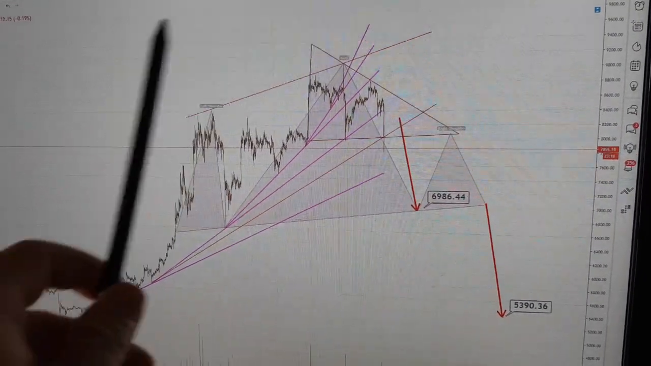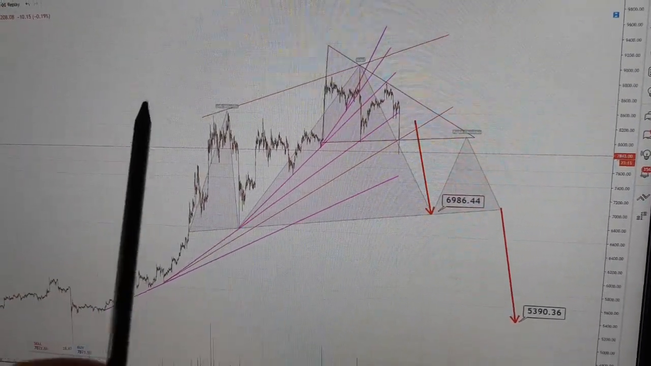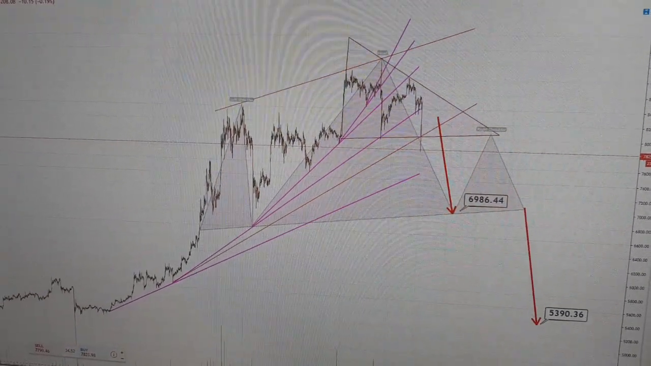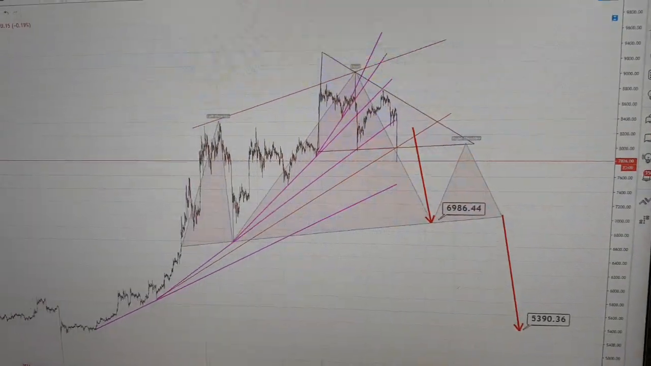Now, all of this is conjecture right now. This is just a plan, and all of this could change depending on what our chess player opponent's next move is.